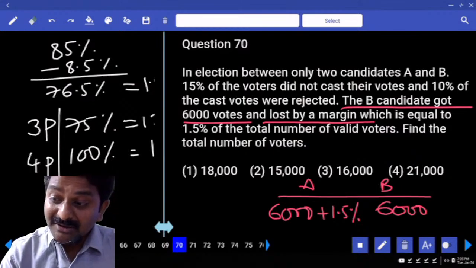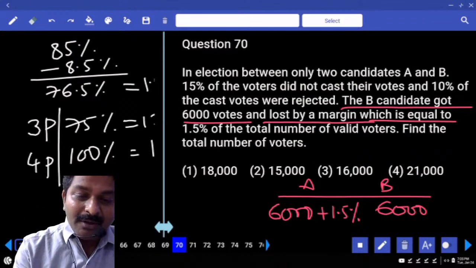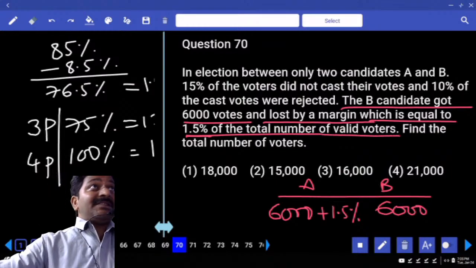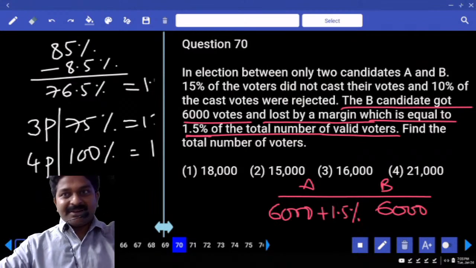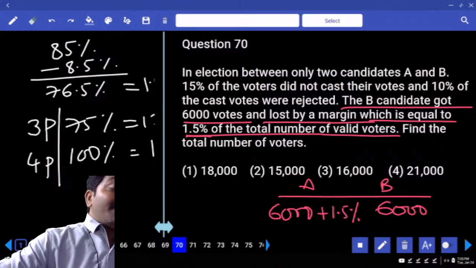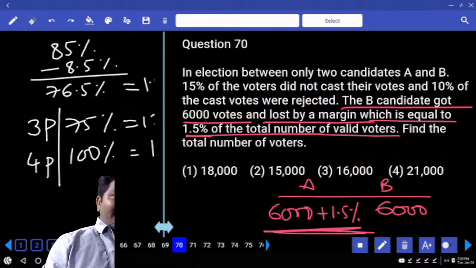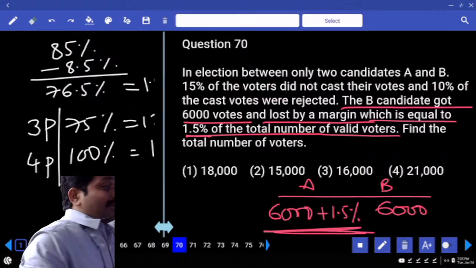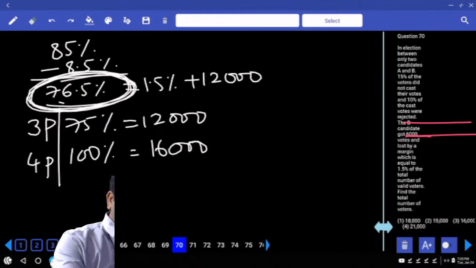By how much? He lost the game and that difference is equal to 1.5% of the total number of valid voters. Valid voters in the sense those who are registered voters, which is 100%. Out of 100%, 1.5% is the difference of votes received by A and B. So I am writing A is equal to 6,000 plus 1.5. The votes received by A and B together must be equal to the total valid votes polled, which is 76.5%. That's what I have.